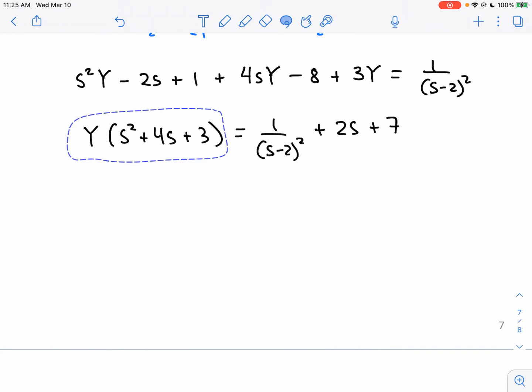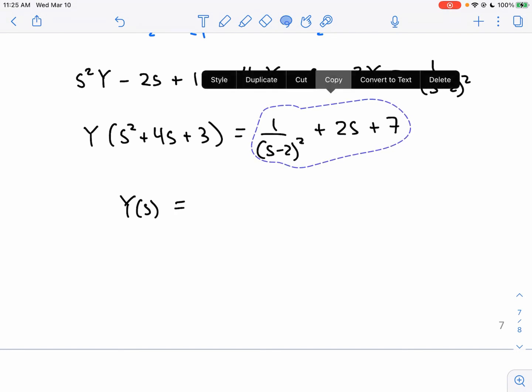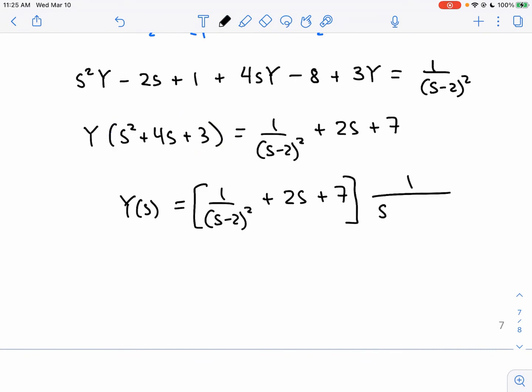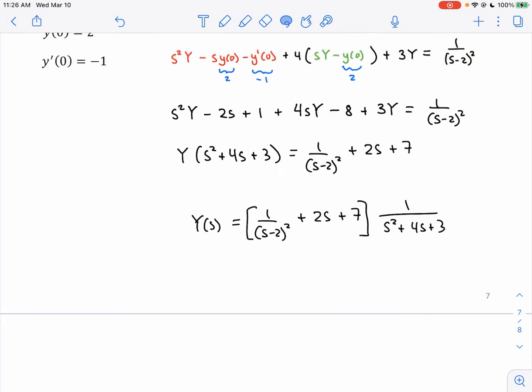Now be careful how you read this. This is not saying Y of s squared plus 4s plus 3. This is not trying to say evaluate the capital Y function at this input. This is a Y of s times this polynomial. So we really get Y of s, right? Now I'm being unlazy and putting the of s back, is equal to all of this here, and then we're going to divide by this polynomial, or multiply by its reciprocal, in other words. So s squared plus 4s plus 3. And we'll call this one done. We have the capital Y of s function isolated.